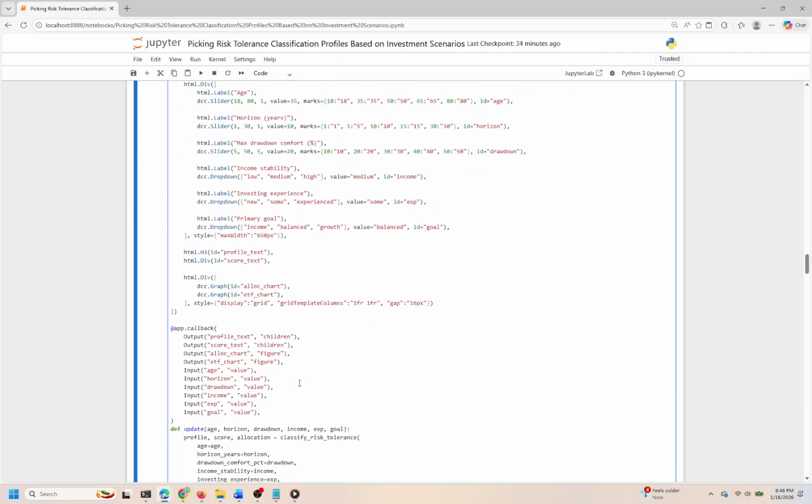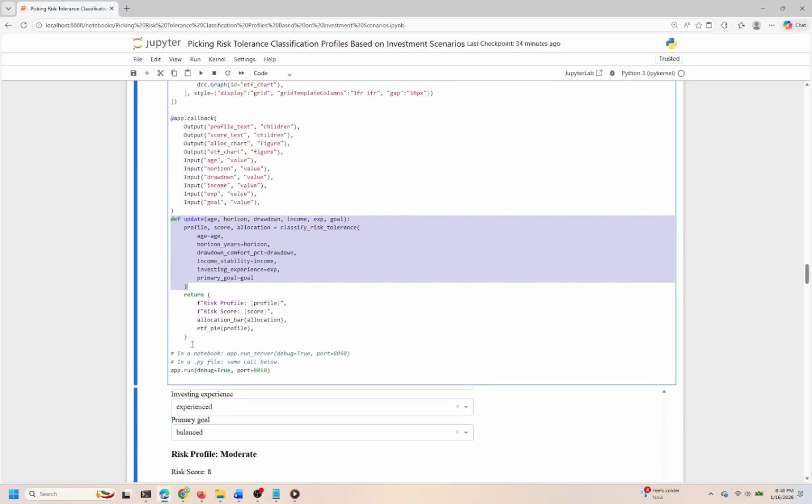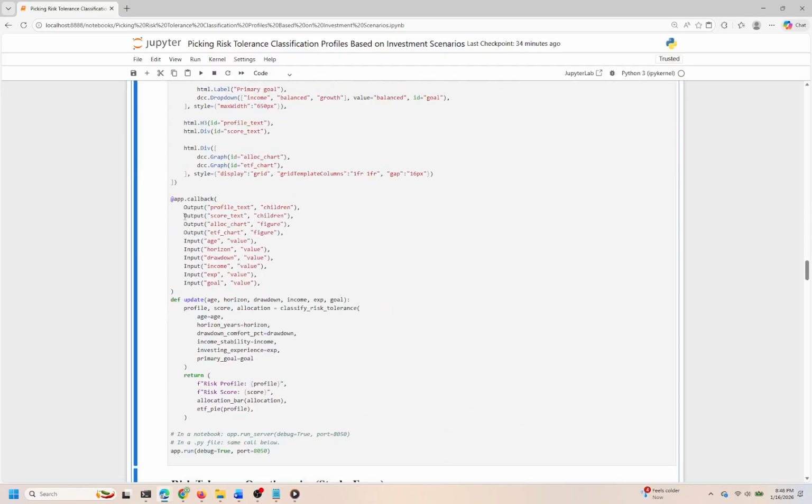As we look ahead to the next cell, we will likely focus on the underlying logic that classifies the user's risk tolerance based on their inputs, further enhancing the application's functionality. This groundwork lays the foundation for making informed investment decisions tailored to each user's unique circumstances.